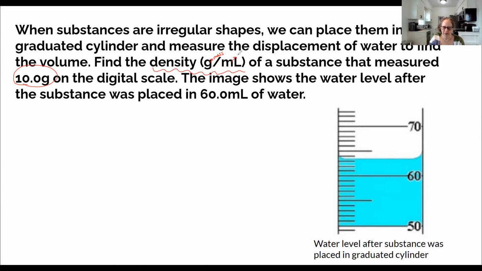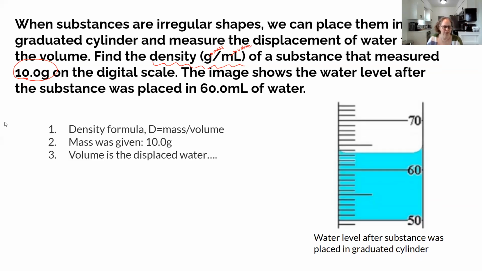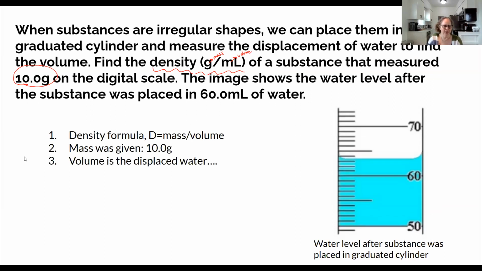And the milliliters is a unit of volume like we just discussed. So that would be on the denominator. So at minimum, I'm going to take the mass divided by the volume. And in this case, yes, density is mass over volume. I have the mass. And now we got to figure out the volume. So let me read this last one. The image shows the water level after the substance was placed in 60.0 milliliters of water.